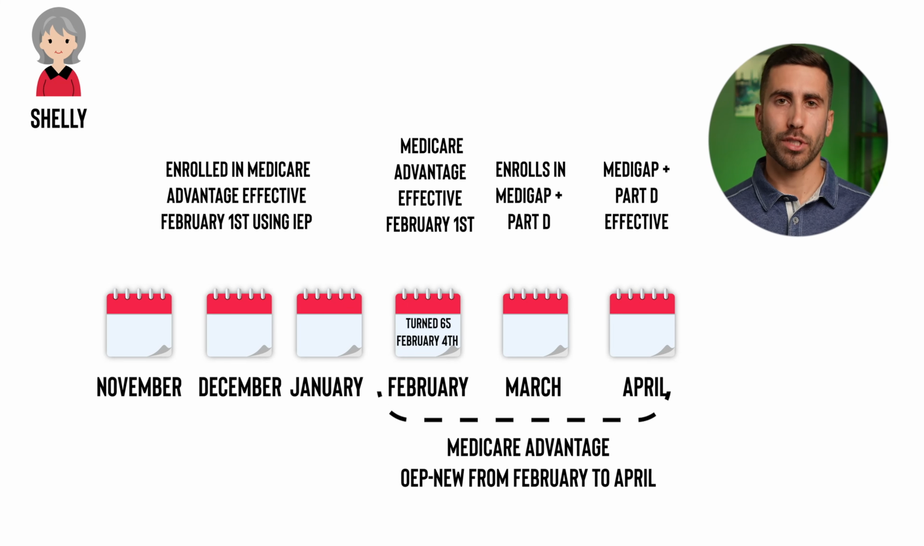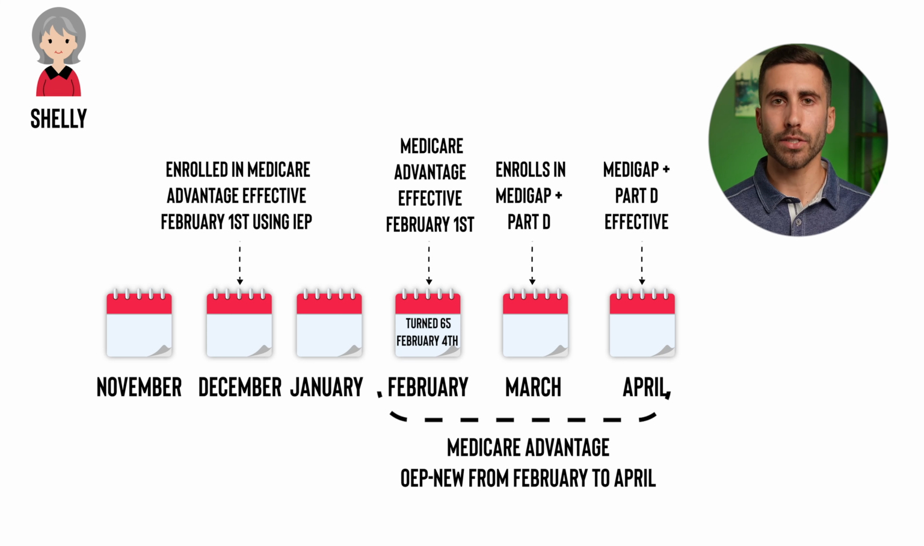This enrollment period lasts during the first 3 months of being enrolled in both Medicare Part A and Part B. Here are some examples to bring this enrollment period to life. We have Shelly, who turned 65 on February 4th and enrolled in a Medicare Advantage plan effective February 1st using her initial enrollment period that we discussed earlier.